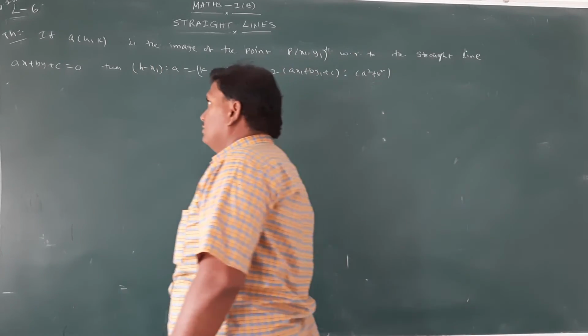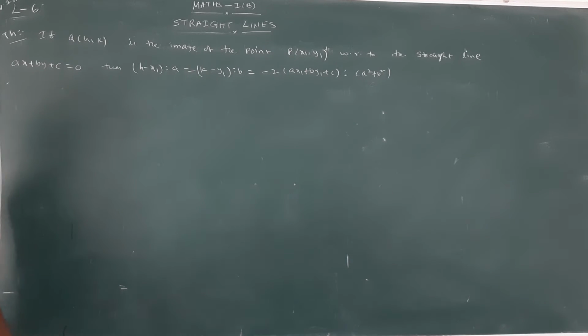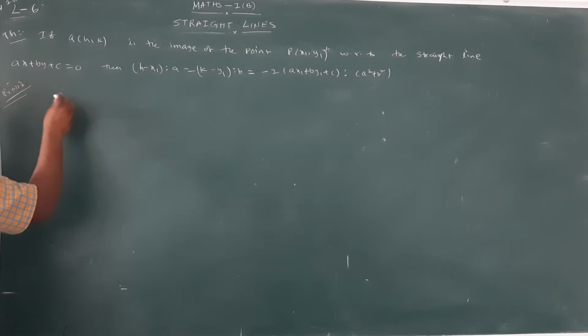What are we finding out? In the previous problem, (h, k) was the foot of the perpendicular. This problem is the image of the point P(x1, y1) with respect to the straight line ax + by + c = 0. Then (h − x1)/a = (k − y1)/b = −2(ax1 + by1 + c)/(a² + b²). This is also an important theorem.